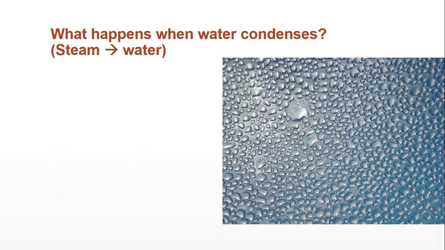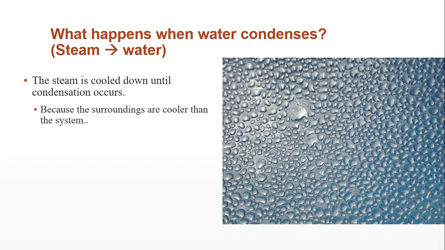What actually happens when water condenses? Well, a condensation process is a process where steam turns into liquid water. It's still water molecules, but it goes from a gaseous state to a liquid state. What actually happens is that the steam is cooled down until the condensation occurs. We can't have liquid water above 100 degrees, for example. We have to decrease the temperature, and then the steam will eventually be cooled down and condense.